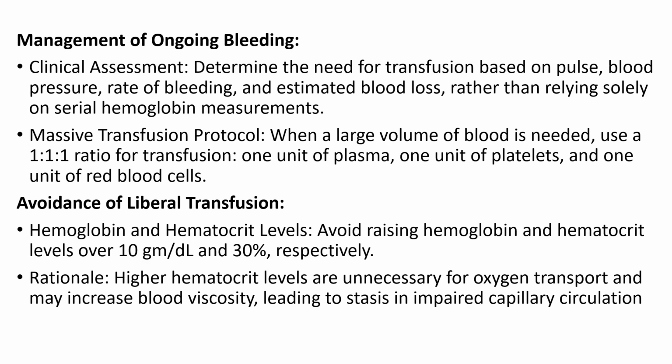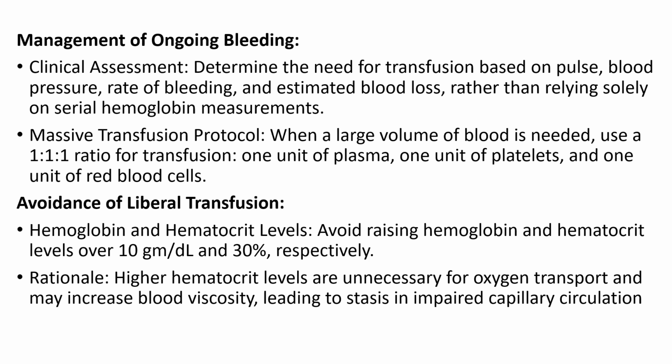And if a patient is having ongoing bleeding, then first we need to clinically assess and determine the need for blood transfusion based on the pulse, blood pressure, the rate of bleeding, and estimated blood loss, rather than solely relying on serial HB levels. When we do a blood transfusion, we have a 1:1:1 protocol, that is, whenever we require a large volume of blood, we need to give 1 unit RBC with 1 unit of plasma and 1 unit of platelet.